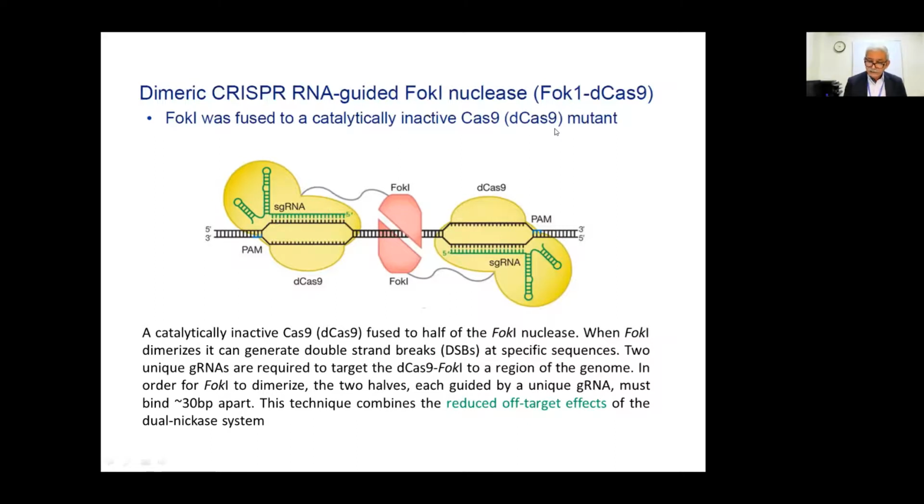Now you know that the Cas9 and the gRNA complex are actually sequence specific. The protospacer will bind to the target sequence, so it's sequence specific binding.